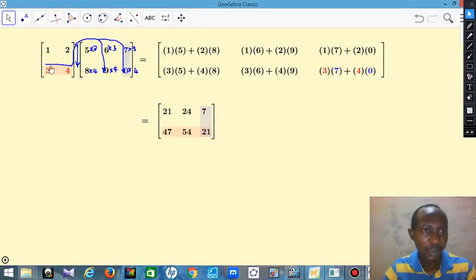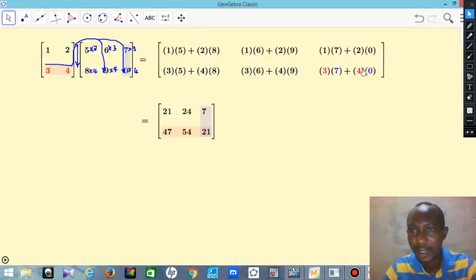It's very, very important. 4 and 3, the second row, we go and multiply the first column. So 3 will come up times 4 will come down. Then you add it. You write the answer here. 3 and 4 will still move again to the second column. 3 will be up, 4 will be down. You multiply them, you add them, you get this. Then 3 and 4 will still go again to the last column. 3 times 7 plus 4 times 0. So that is what we have here.